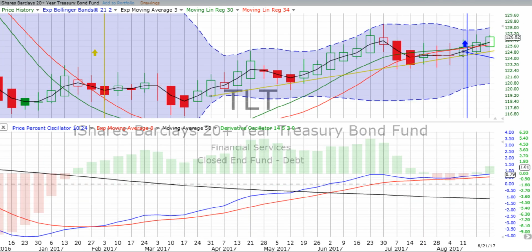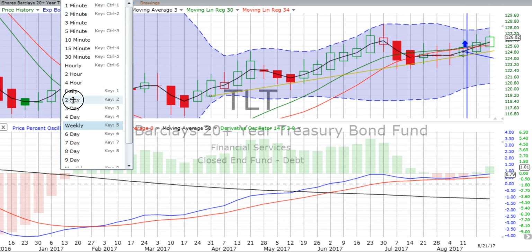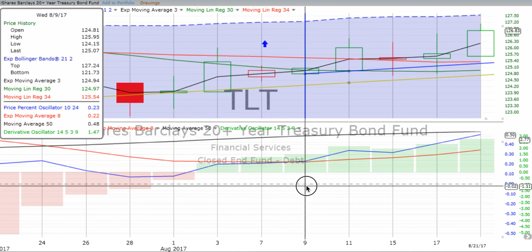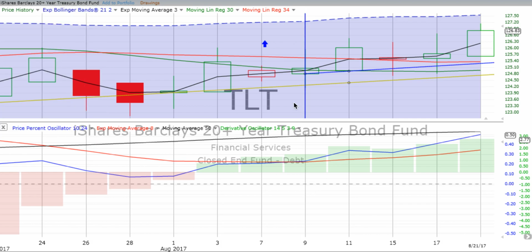Next, we go to the weekly chart for TLT. That's our 20-year bond fund, up about 0.25%, not quite 0.24% for the day. Of course, we're above the gold weekly trend line. Let's go from the weekly chart to that 2-day chart. We can see the 2-day vertical crossover going up occurred on the 9th. That was Wednesday, the 9th of August.